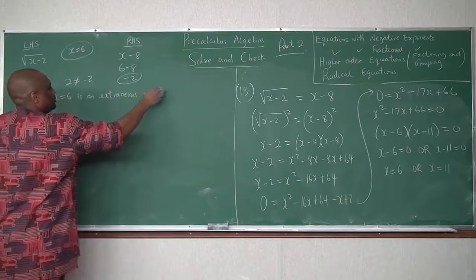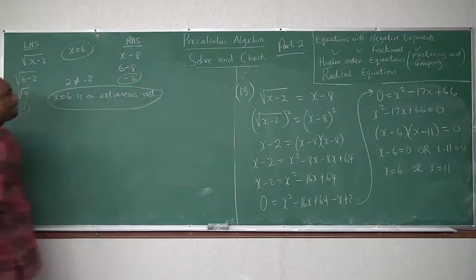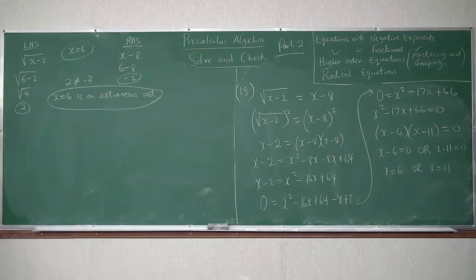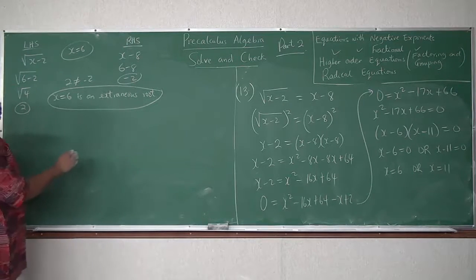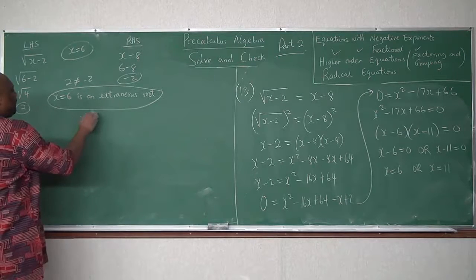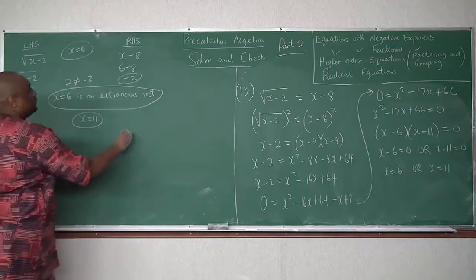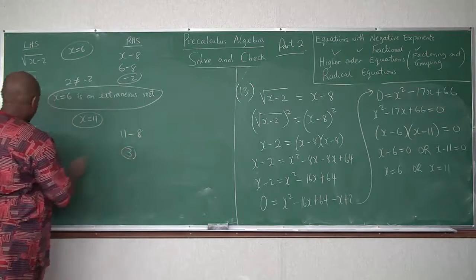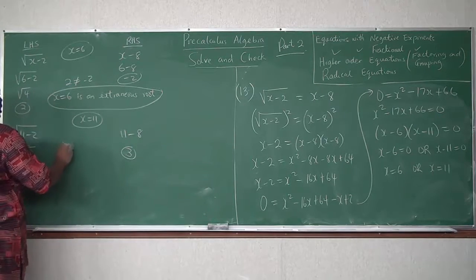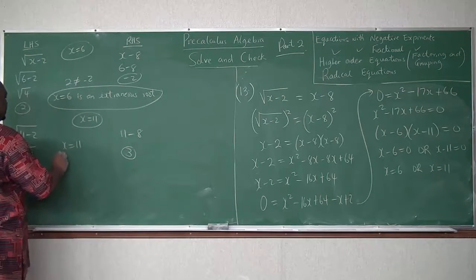Extraneous root. You see? Now we check for the next one, x equal to 11. So this is square root of 11 minus 2, which is square root of 9, which is 3. And this will be 11 minus 8, which is 3. x equal to 11 is the solution.